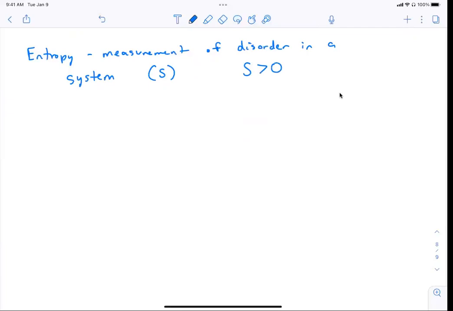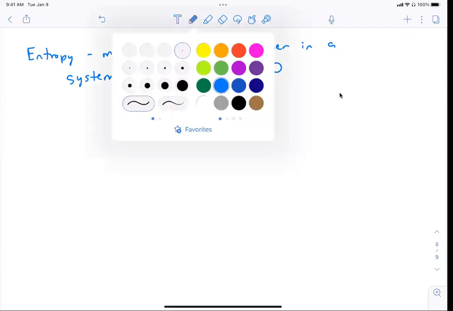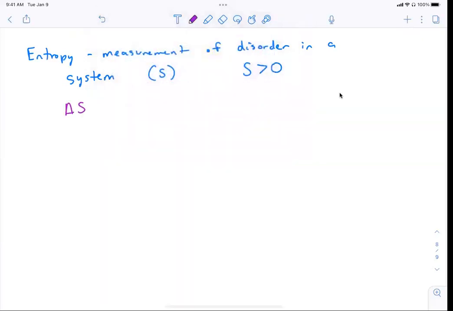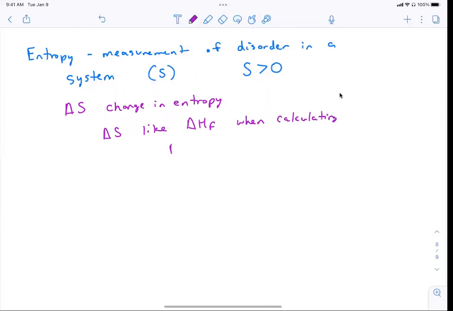What isn't always positive is the change in entropy, which is from reactants to products. The change in entropy can be positive or negative, just like enthalpy. And you treat entropy like you do enthalpy of formation when calculating. So it is going to be products minus reactants here, just like enthalpy of formation. If you have to calculate the change in entropy, it's like the formation using entropy, and so you end up doing products minus reactants.